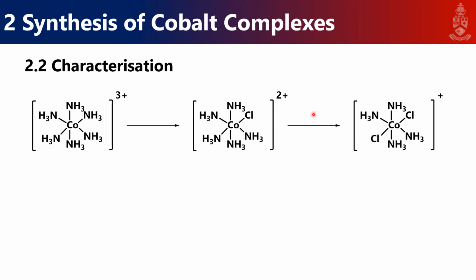This one will only have 2. This one will only have 1. Right. That is something you need to mention, as well as the chlorines in the inner sphere increasing. Okay. And how does that help us in the characterization? Well, that means firstly there's going to be an incremental color change.